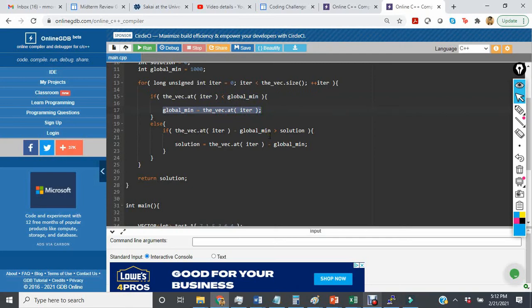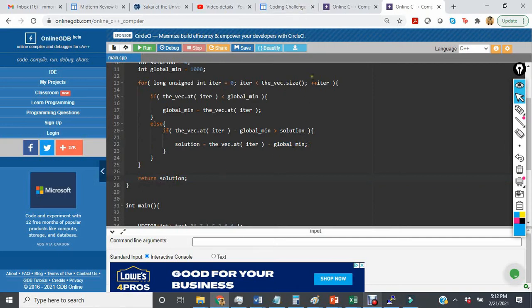Otherwise, I may have an opportunity for a potential solution. So if the vector at that location minus the global minimum is greater than the solution, then we set the solution equal to that value. And at the end, we return the solution.